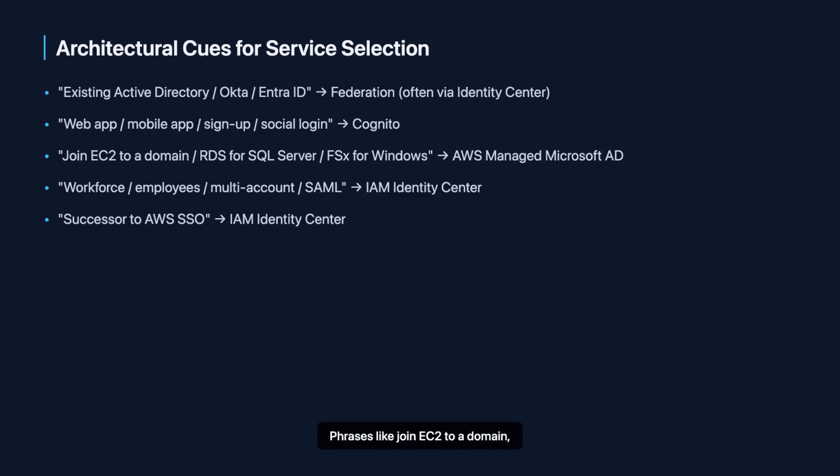Phrases like join EC2 to a domain, RDS for SQL Server, or FSx for Windows require a real domain controller running Kerberos and LDAP, and that means Amazon Web Services managed Microsoft AD. When the scenario centers on workforce, employees, multi-account access, or SAML, you're describing the workforce lifecycle that Identity Center is designed to manage. And if a scenario references the successor to Amazon Web Services SSO, that's just the older name for the same service. Reading these phrases as architectural signals, rather than keywords to match, is what lets you route a question to the right service quickly.